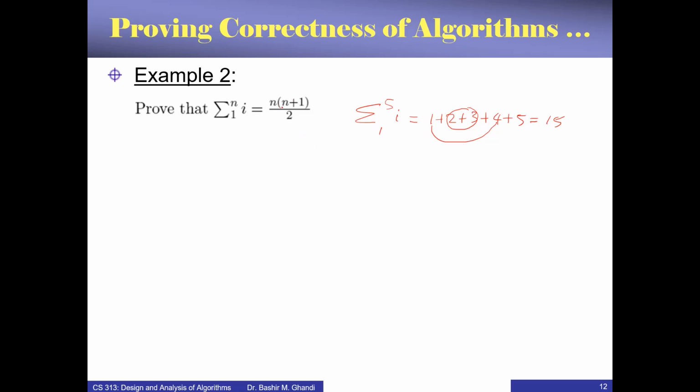The question is, if you apply this formula, can you also get 15? So let us see. n is 5 basically. So 5 times 5 plus 1 is 6, divided by 2. And clearly you can divide 6: 2 can go into 6 3 times, and 3 times 5 is 15. So we get the same answer whether we add them one by one or we use the formula. So the formula is true, but can we prove it formally? Can we give a formal proof that the formula is always true? So we're going to do this by induction.